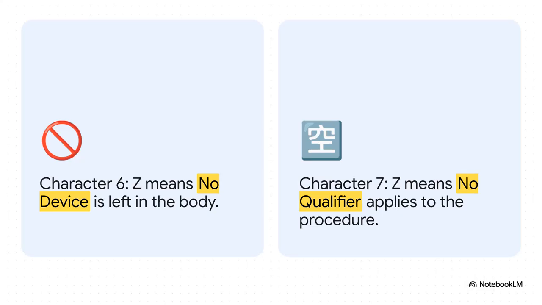But what happens when the surgeon doesn't leave anything behind? What if it's just a straightforward appendectomy? Well, enter the rule of Z. Because every single ICD-10 PCS code must be exactly 7 characters, we always need a placeholder when a specific data point just doesn't apply. So, if there's no device left in the body, your 6th character is simply the letter Z, which literally just means no device. It's a vital, mandatory placeholder that keeps our code structurally sound.